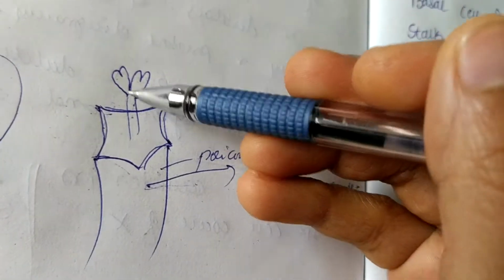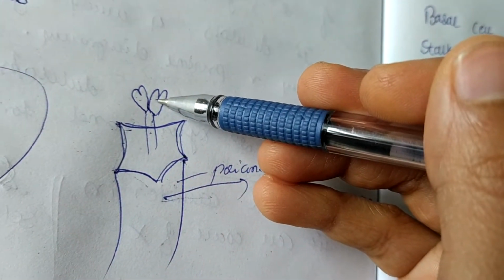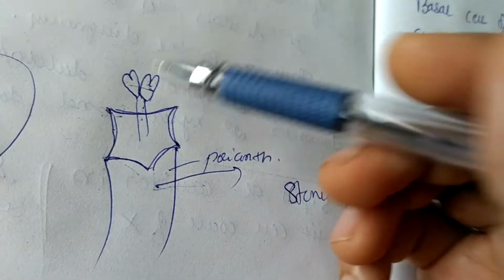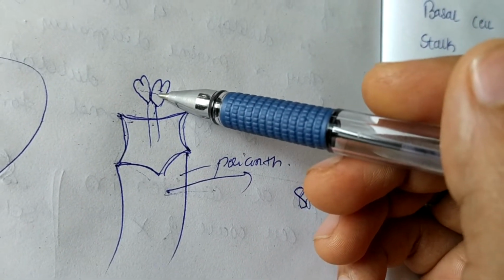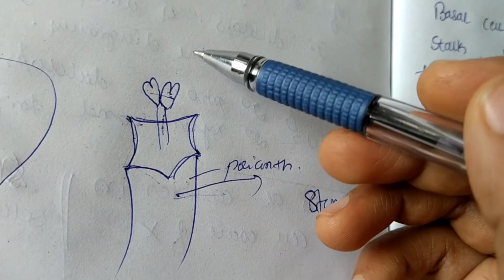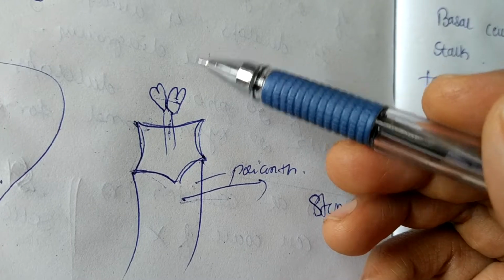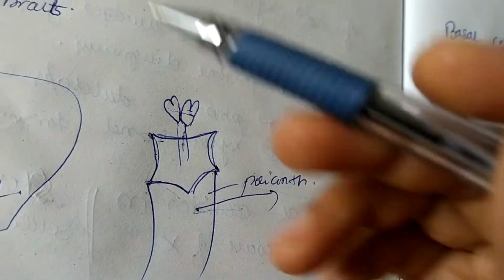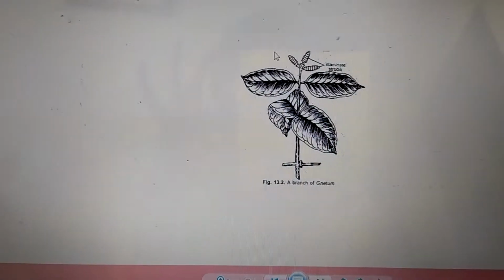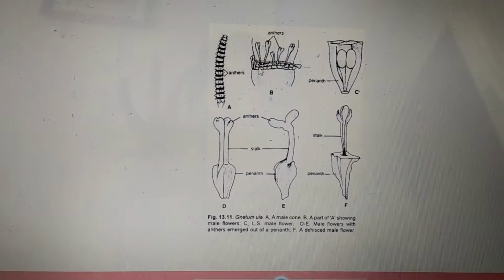A short stalk followed by two unilocular anthers, which usually contain the microsporangium bearing the microspores. At the time of dehiscence, this stalk is going to elongate, and the anthers are going to come out of this sheath, that is the perianth. So this is the summary of the description. This picture explains the same thing. These are the anthers.